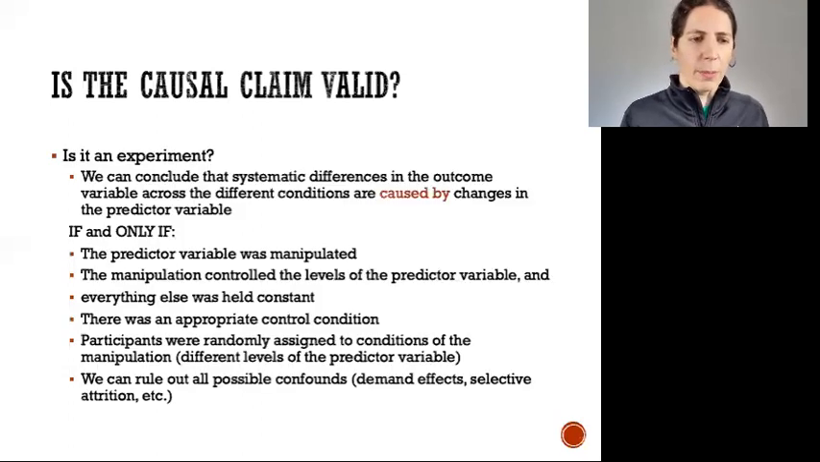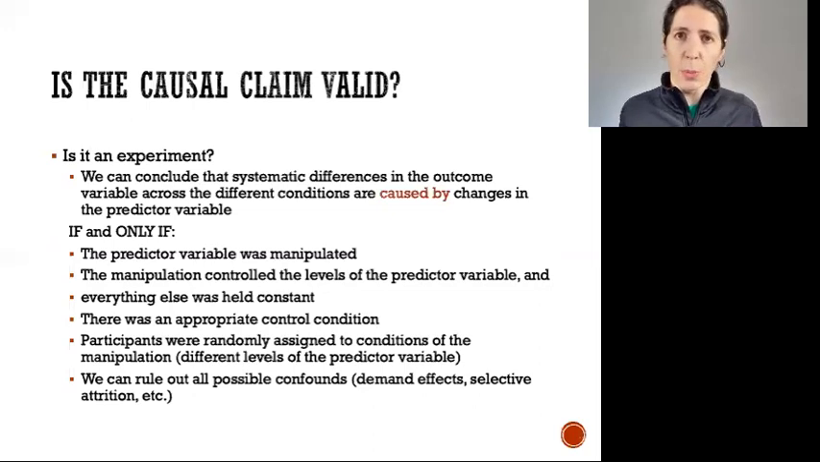So if it was an experiment, we can conclude that systematic differences in the outcome variable across the different conditions are caused by changes in the predictor variable, are caused by which condition you were in, or the manipulation, but only if a certain number of conditions were satisfied. First of all, we have to make sure that the predictor variable was indeed manipulated, so it's an independent variable, that the manipulation controlled the levels of the predictor variable. So which manipulation condition you were in determines what level of the independent variable you got. And the manipulation didn't change anything else. So everything else was held constant.